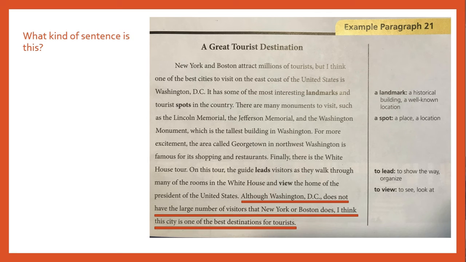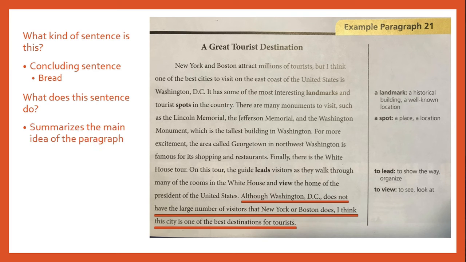Although Washington, D.C. does not have the large number of visitors that New York or Boston does, I think this city is one of the best destinations for tourists. So this is a concluding sentence, right? Our piece of bread at the bottom of the sandwich. And the function of this sentence is just to summarize the main idea of the paragraph.